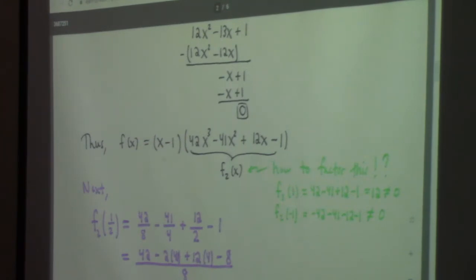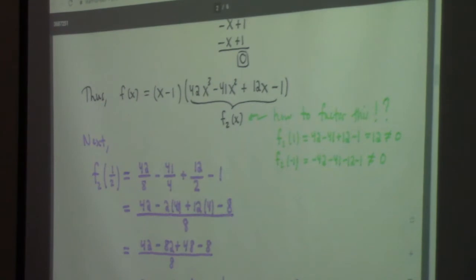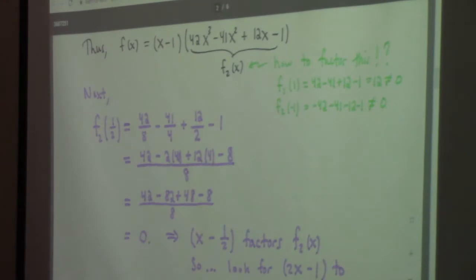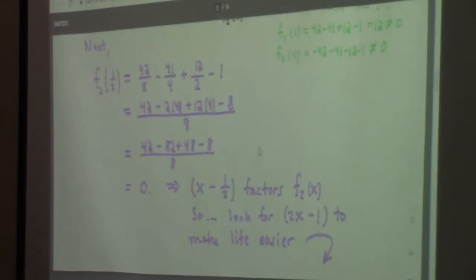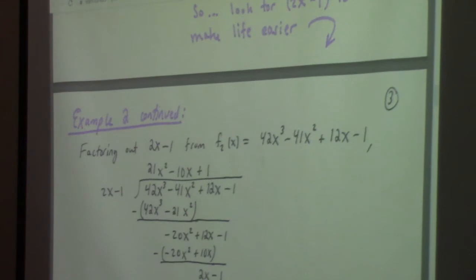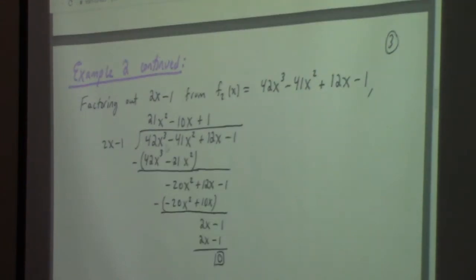And if I plug in a half, what do I get? I plugged in a half, and I got 0. Okay, so x minus 1/2 is a factor of F2. And so rather than doing that, I'll look at 2x minus 1, because that helps me avoid fractions. And so I factored 2x minus 1 by doing the long division, kind of like Stephen was suggesting for my easier example. And there it goes. The remainder is 0, so this is what factors out.